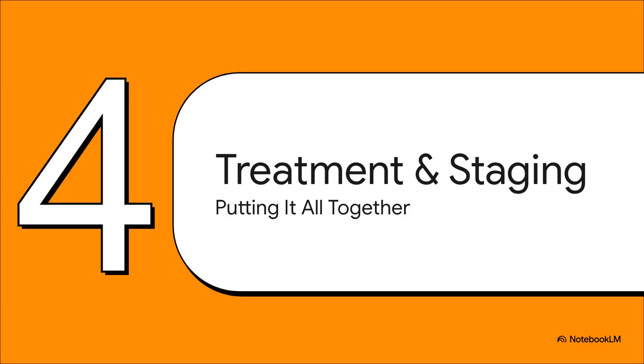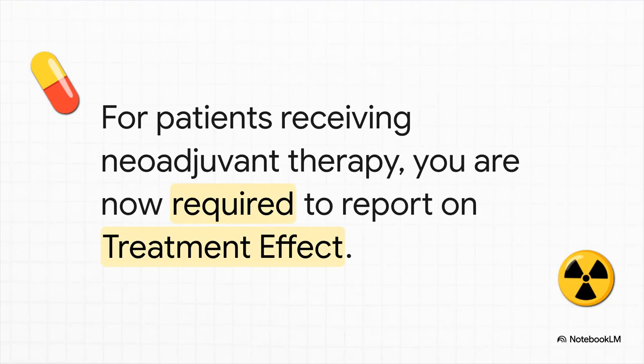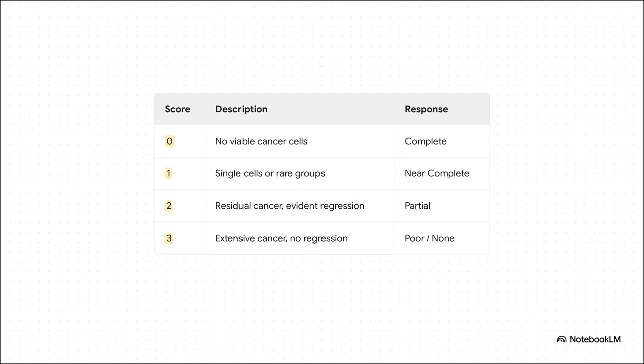All right, now we're at the part where it all comes together. This is where we take all of our findings and synthesize them to assess how well treatment worked and to assign that official pTNM stage. And listen up, because here's the other big change in this protocol version you need to be aware of. If the patient got neoadjuvant therapy, chemo or radiation before surgery, you are now required to report on the treatment effect. The protocol recommends using the modified Ryan scheme for this, and this table breaks it down nicely.